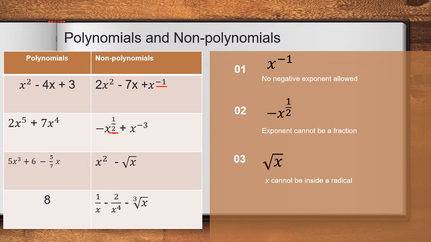Next, x cannot be inside a radical. As you can see, x is inside of a radical. Therefore, it is non-polynomial. Next, x cannot be in the denominator. It's okay if your x is in the numerator, but it cannot be in the denominator. So, example, x is in the denominator. Therefore, it is non-polynomial.